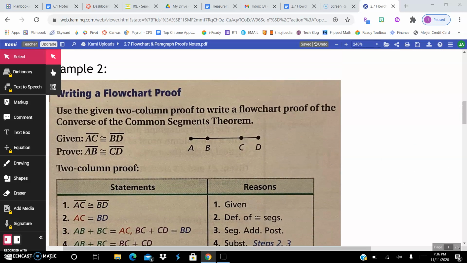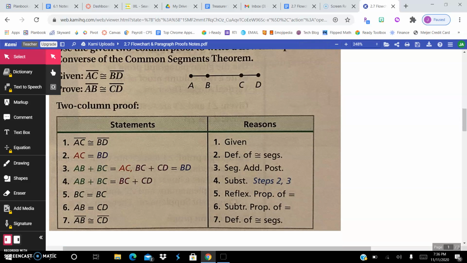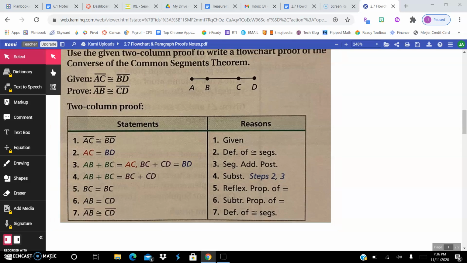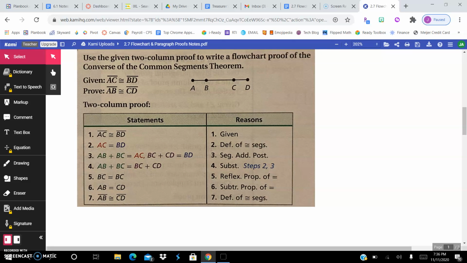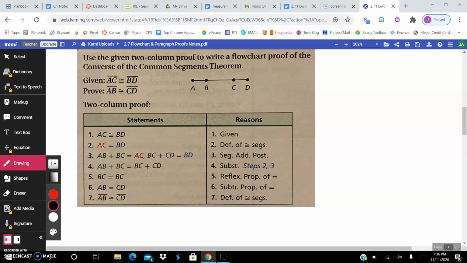All right, example 2 is use the given 2-column proof to write a flowchart proof of the converse of the common segments theorem. So they're giving us the 2-column proof, and now we have to make a flowchart out of this information. So we're going to start with number 1 there. That says AC is congruent to BD, and we have to say that's given right underneath of it. And then that's going to move into AC being equal to BD. And that's because of the definition of congruent segments.